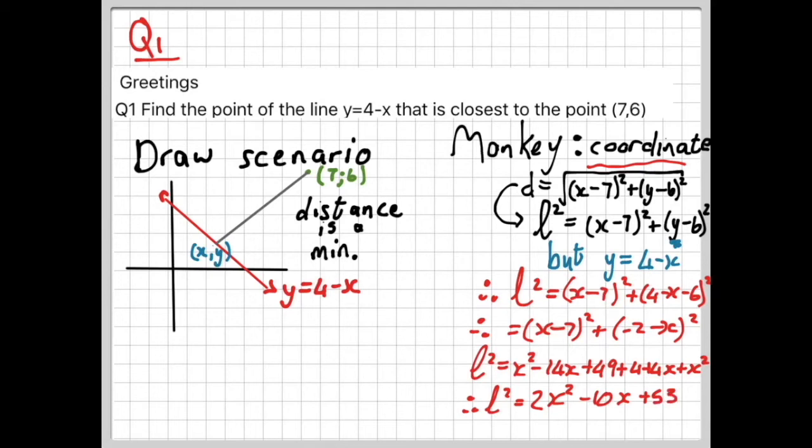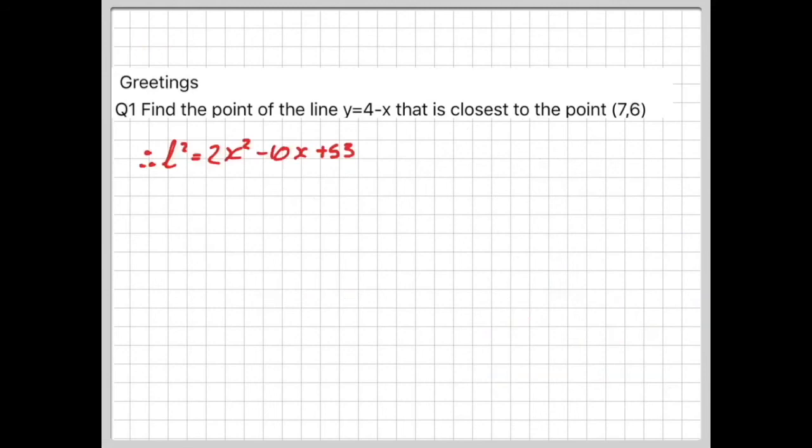Now, what is next? Remember, they're asking you for the closest point. So I know I've got to have that at a minimum. Now, how do I determine maximums or minimums? Well, plain and simple, ladies and gents, we need to derive that. We need to derive that and put it equal to naught. So let me go over to a new slide and let's try that. So from this slide, we have L squared equal to 2x squared minus 10x plus 53.